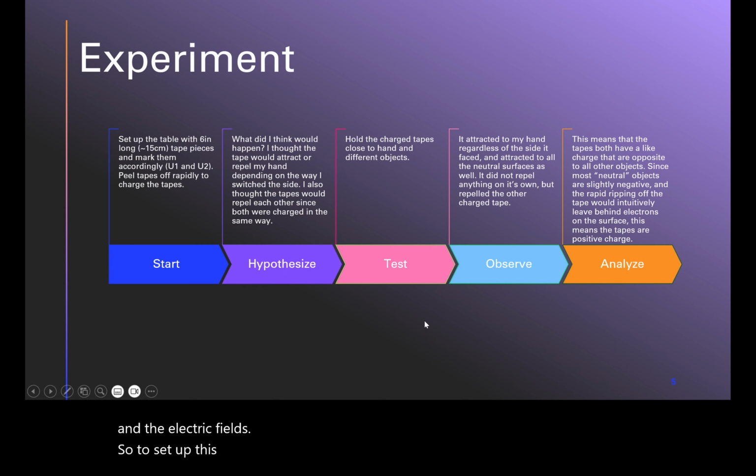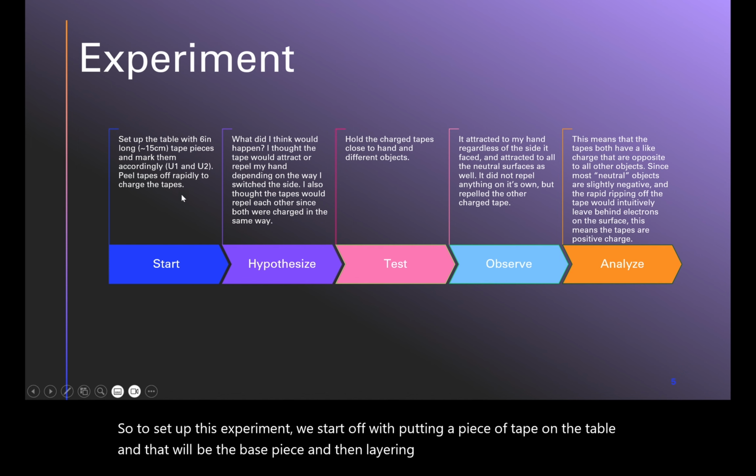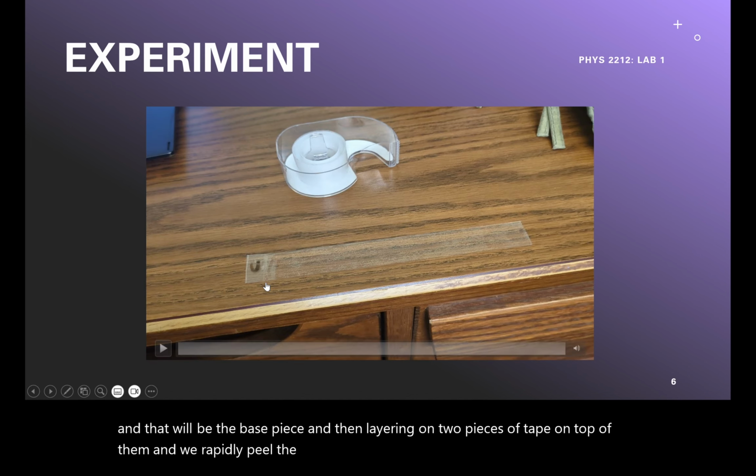So to set up this experiment, we start off with putting a piece of tape on the table, and that will be the base piece, and then layering on two pieces of tape on top of them, and we rapidly peel the tapes off in order to generate a charge.